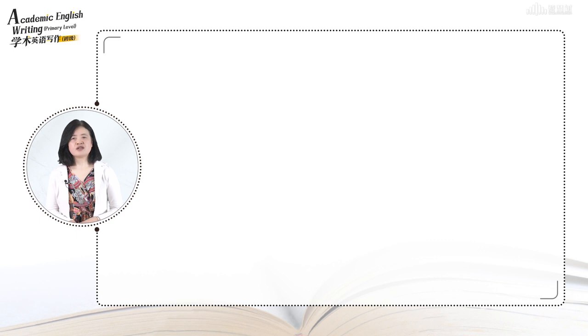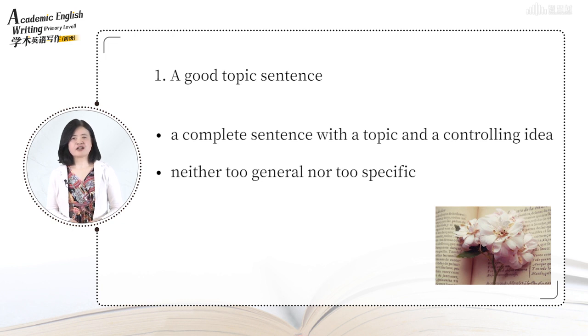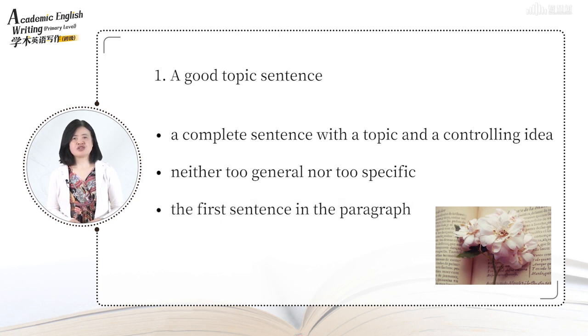To sum up, a good paragraph should have the following structure and characteristics. 1. A good topic sentence. A good topic sentence should be a complete sentence with a topic and a controlling idea to be discussed in the paragraph. It should be neither too general nor too specific. It clearly states the main idea of the paragraph but does not include specific details. It is usually the first sentence in the paragraph.